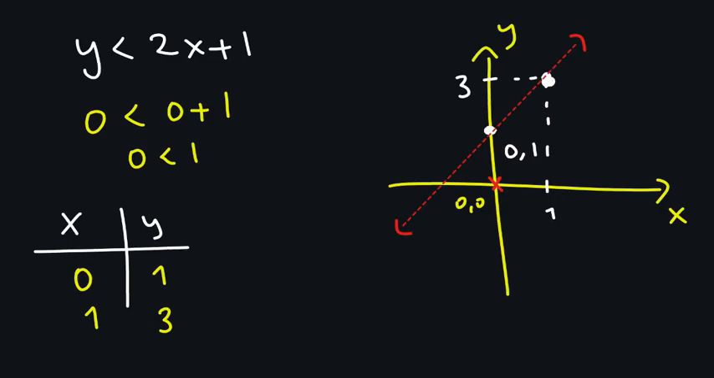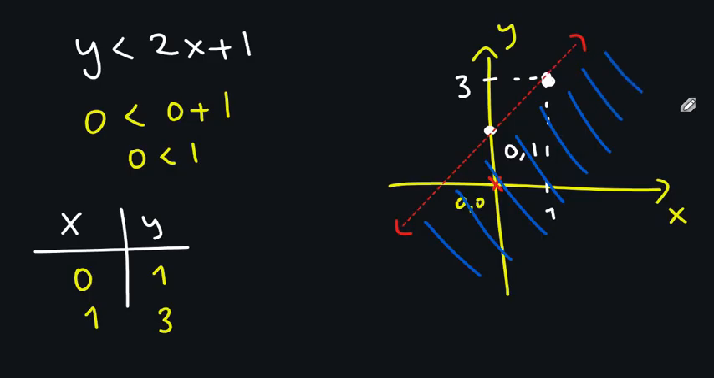So it's correct. What does that tell us? Since it's correct, it means that the area where the test point is located is the correct area. So we will shade that part. Let's shade this area.